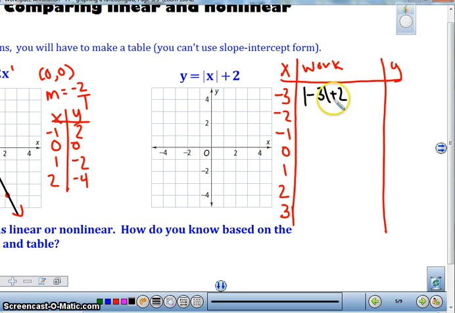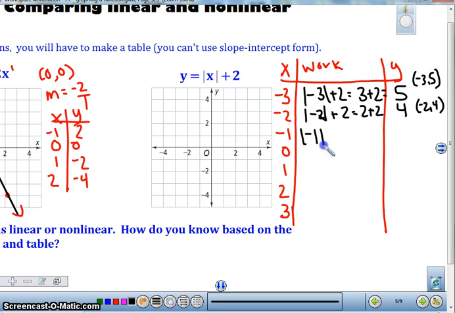That means how far is -3 from 0? That's 3 plus 2, which equals 5. So the ordered pair that I'm looking at for that first one would be -3, 5. Plug in -2, that means the absolute value, we're just replacing the x, of -2 plus 2. 2 plus 2 is 4. That gives us the point -2, 4.